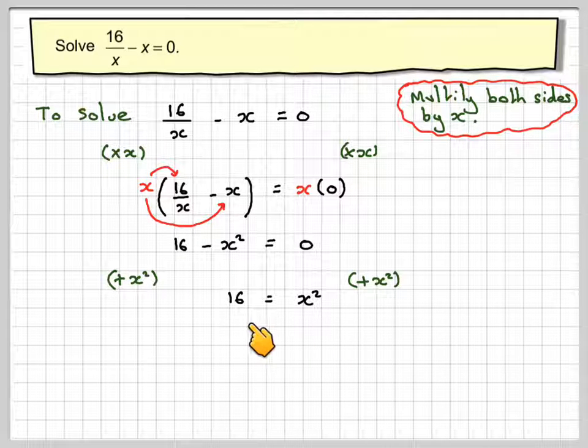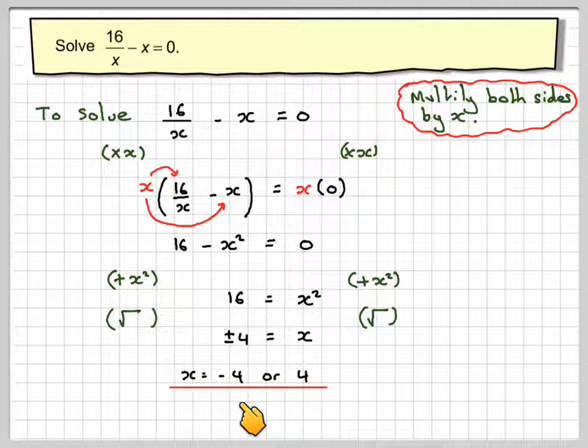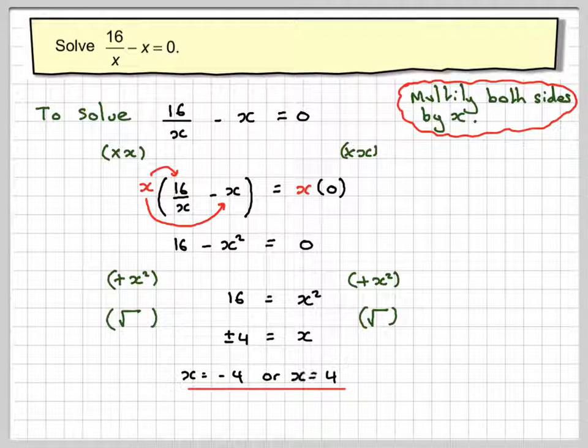And the opposite of squaring is to take the square root of both sides, remembering to take the positive and the negative square root. So the positive and the negative square root of 16 is plus or minus 4 is equal to x, and perhaps we'll write it out as x is equal to minus 4 or x is equal to 4. So x is equal to minus 4 or x is equal to 4.